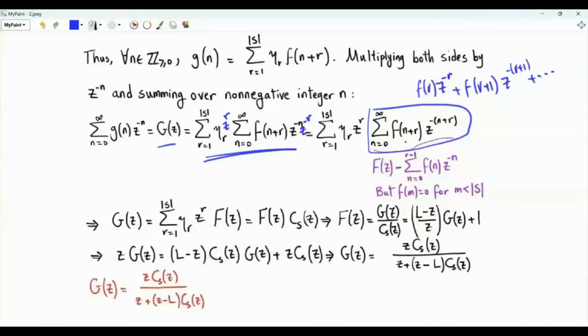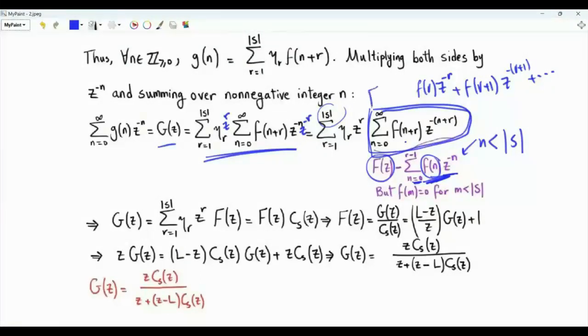forth. This summation is exactly the generating function big F of z, but it's missing those terms, f of n times z to the minus n, where n is from 0 to r minus 1. Note that the maximum possible value of n is r minus 1. And so any n here is strictly less than the length of s. Thus, f of n is exactly equal to 0. All the terms here are equal to 0.